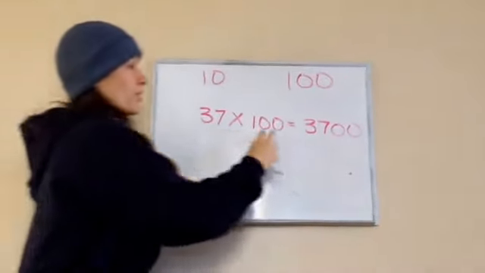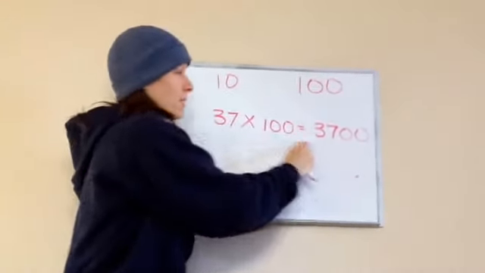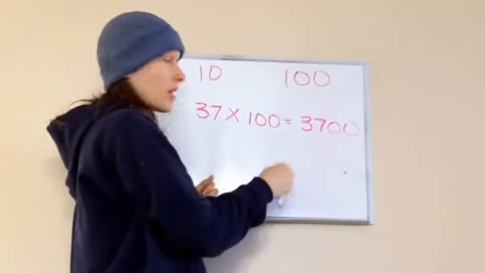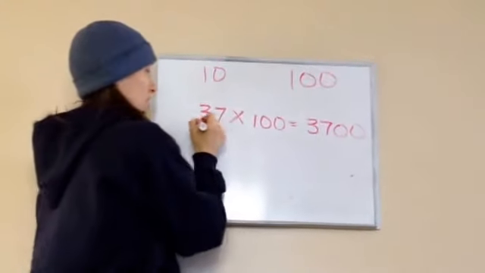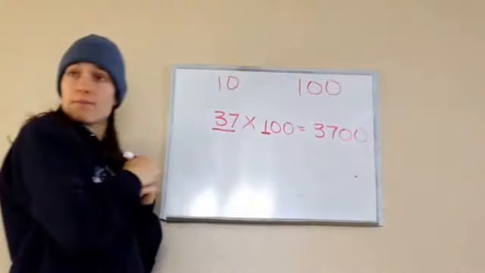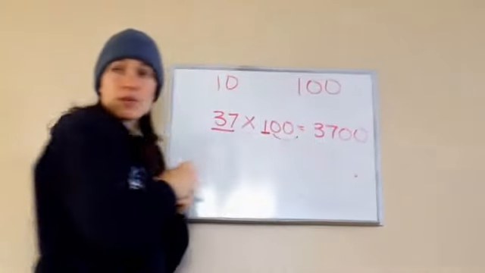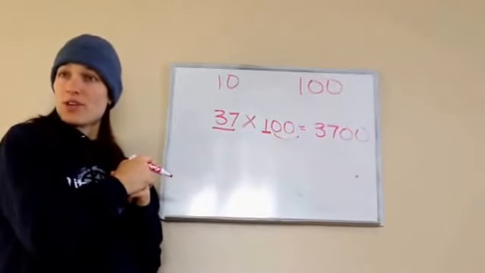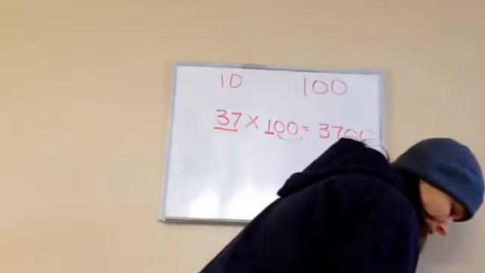Okay, so when you're working with zeros and you're multiplying by them, they can just be added at the end of a number. So what I'm really multiplying is 37 times 1. And then I'm adding 2 zeros. You see? It's kind of cool. Neat little way to look at it, okay? But let's try something a little bit harder.